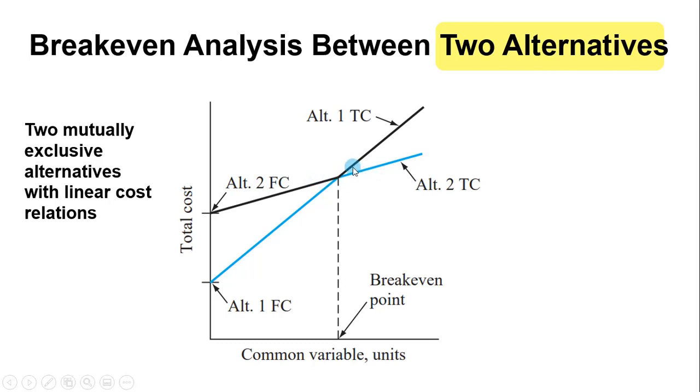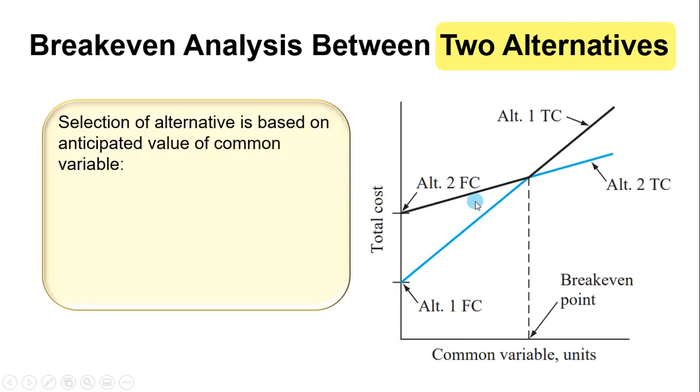The intersection of these two lines will give us the break-even point. This is the point at which the two alternatives are equal, or the two alternatives have the same cost. So given this graph, we're going to make a selection based on the following criteria.